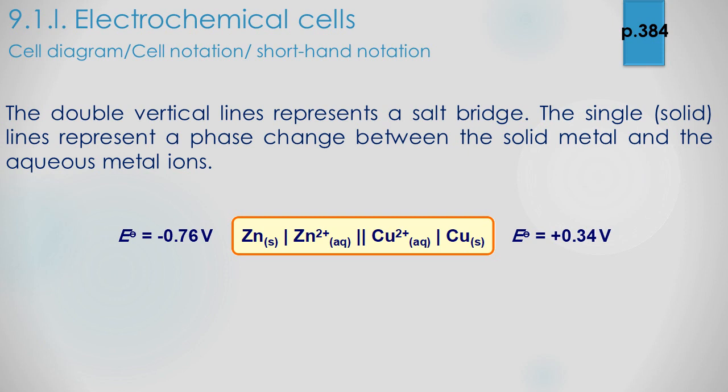The two solid lines are representing the salt bridge. Then the cathode is made up from Cu2+ ions. There is a phase change from aqueous to solid, so there is a solid line separating Cu2+ and Cu.